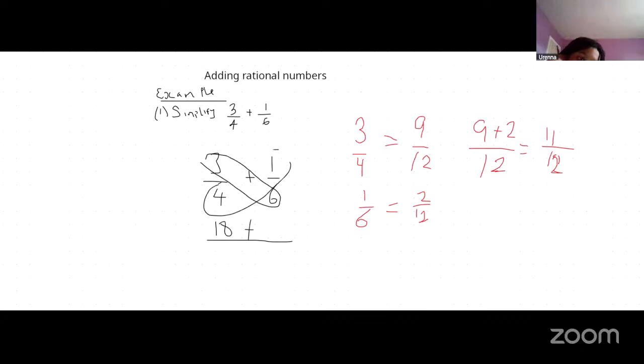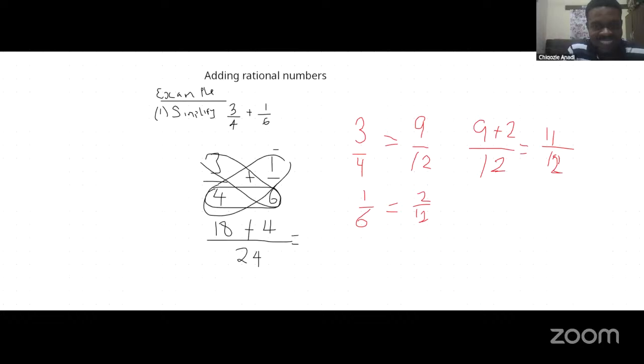All over, then we multiply 4 by 6, which is the denominator here. And what is 4 times 6? That will give us 24. So 18 plus 4 will give us what? 22. Very good. All over 24. So you can see this, right?